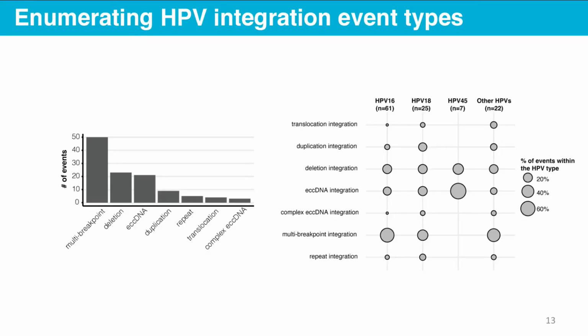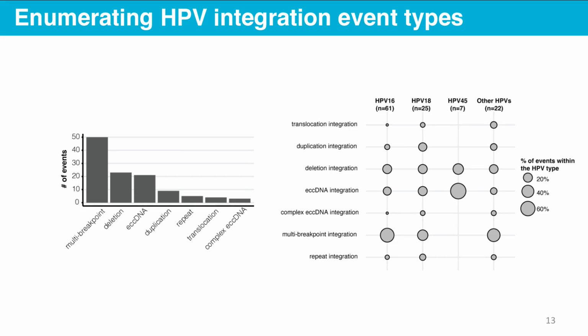So we looked at the number of these integration types across our 57 samples, and the most commonly occurring integration type was the multi-breakpoint event, and this made up about half of the integration events in the cohort. And then the next most common was deletion, followed by ECC-DNA integration. And the rest of them were less commonly occurring.